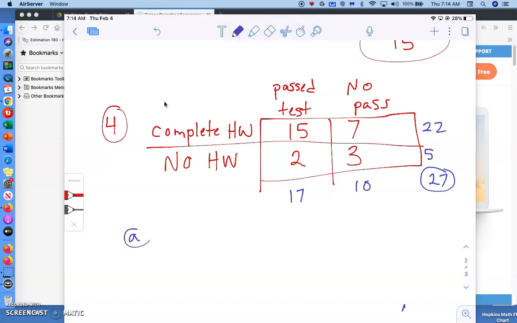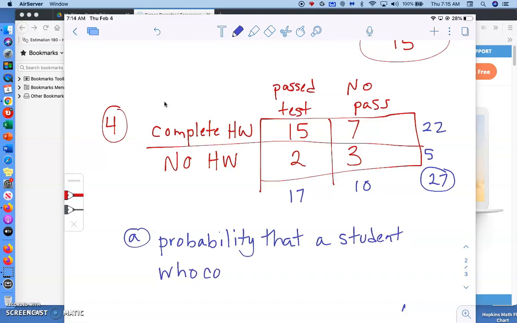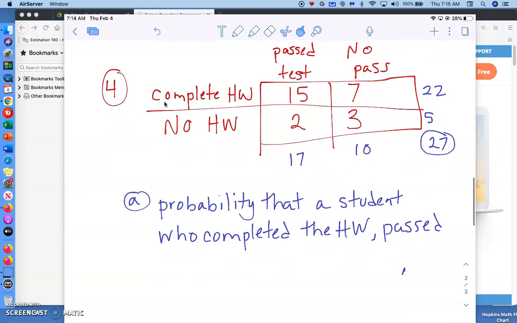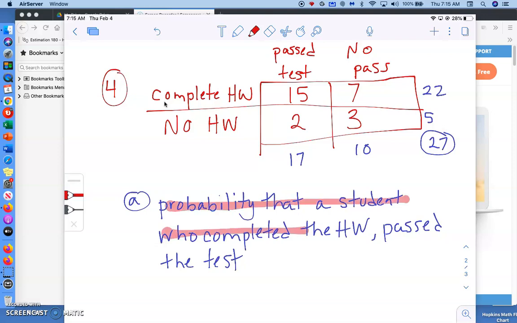So what I'm going to ask you guys is, what is the probability that a student who completed the homework passed the test? So again, we're not looking at that 27. What is our desired outcome? They passed the test, but our total outcomes is the probability that a student completed the homework. That's our total outcome. So if we're looking at that row, of those 22, how many passed the test? Is that 15?